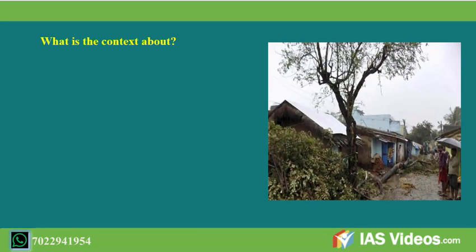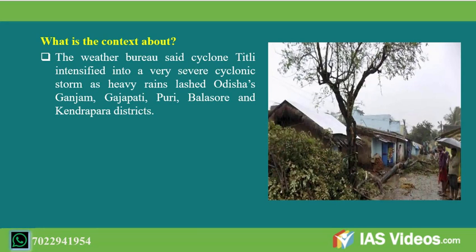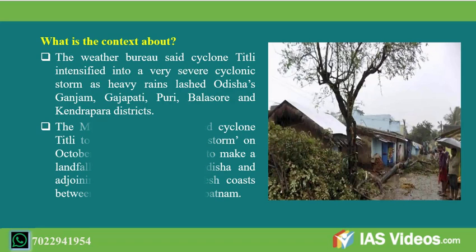What is the context about? The Weather Bureau said Cyclone Titli intensified into a very severe cyclonic storm as heavy rains lashed Odisha's Ganjam, Gajapati, Puri, Balasore and Kendrapara districts.